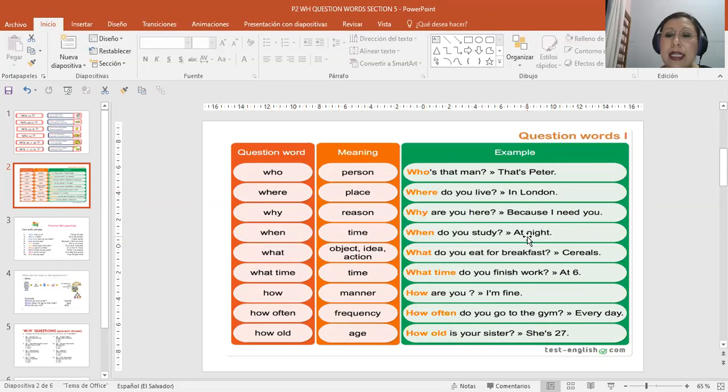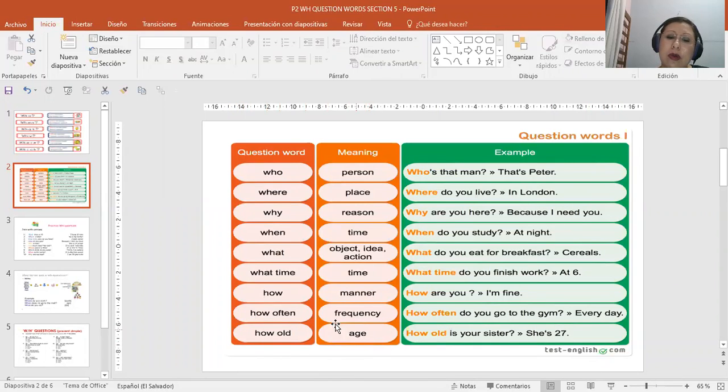I study at night. What? It gives you the idea of an object or an action. What do you eat for breakfast? I eat cereals. What time? We are asking about time. What time do you finish work? At 6. How? It's about manner. How are you? I'm fine. How often? It's when we are talking about frequency. How often do you go to the gym? I go to the gym every day.